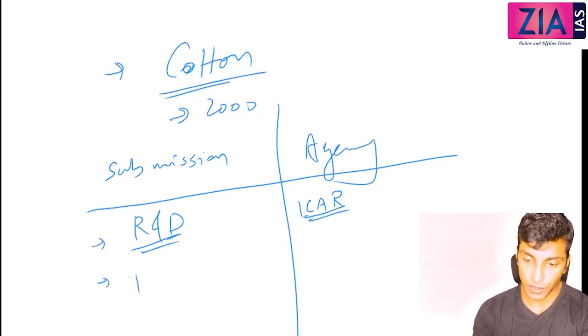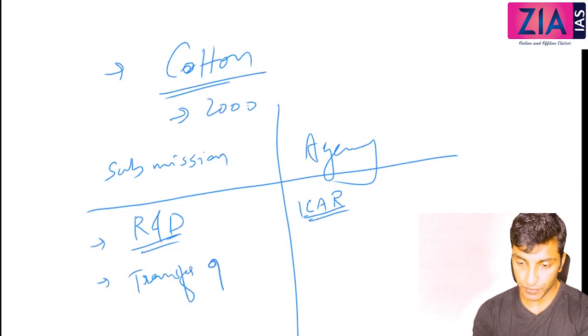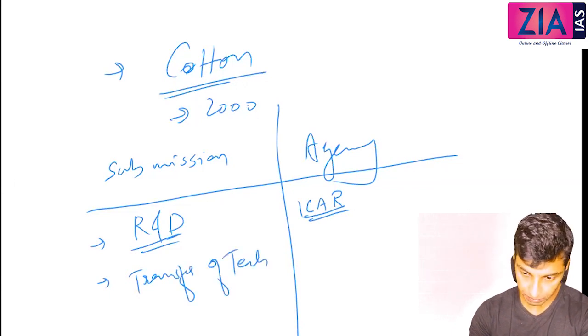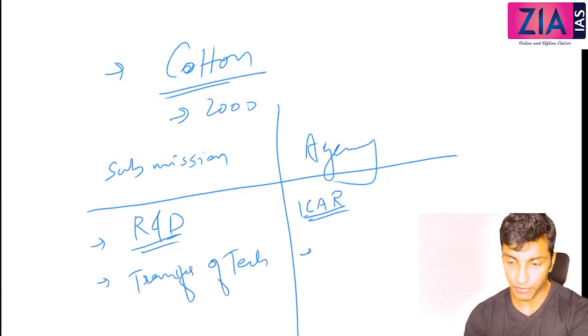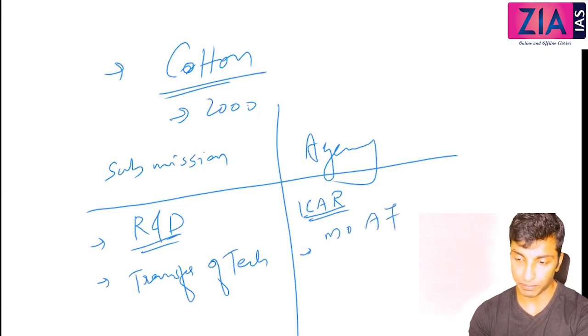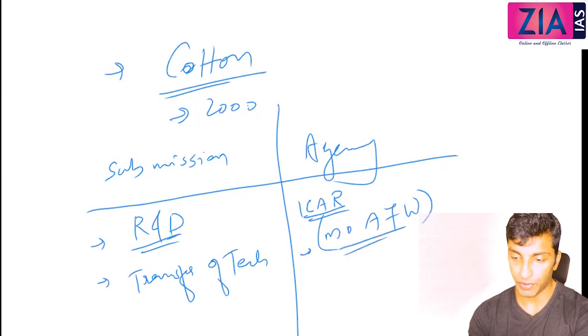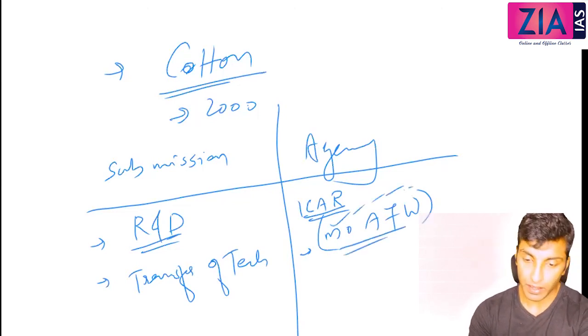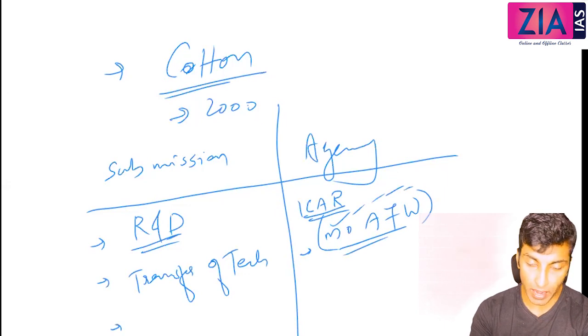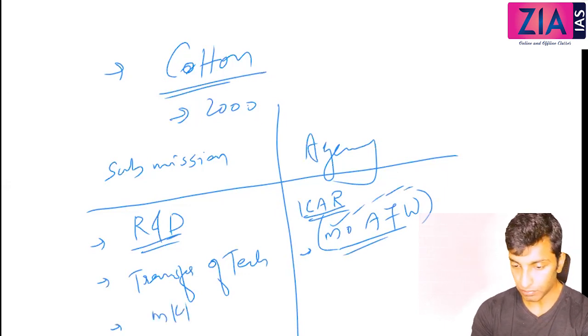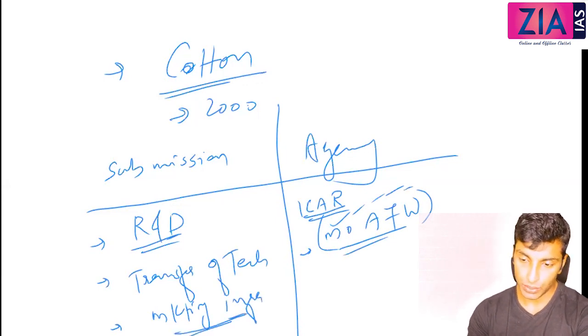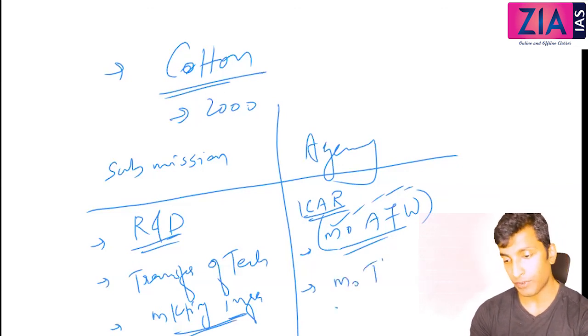Second submission, transfer of technology. The agency is the Ministry of Agriculture and Farmers Welfare. Write it completely, Ministry of Agriculture and Farmers Welfare. Third submission, improvement in marketing infrastructure. So agency you can write Ministry of Textiles.